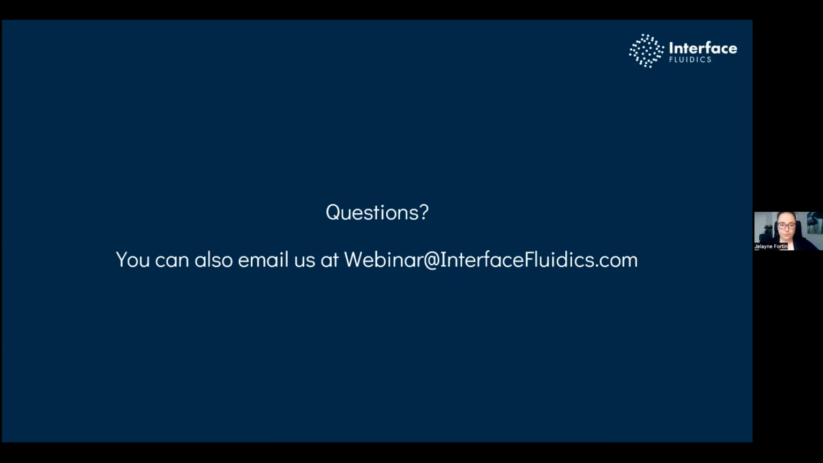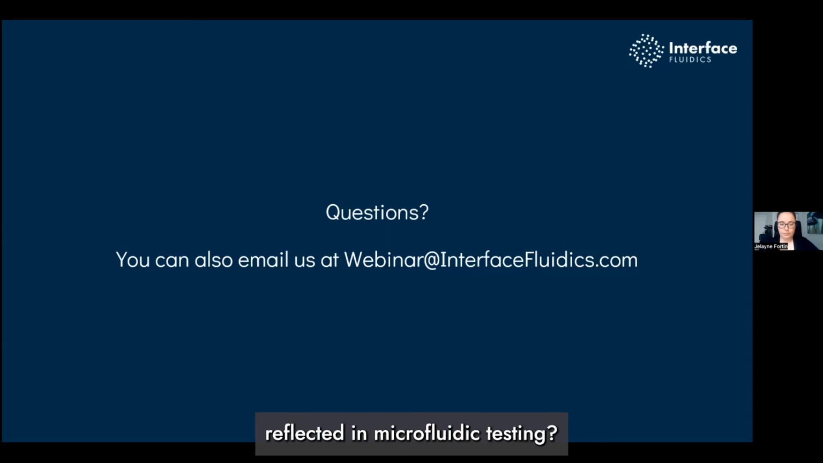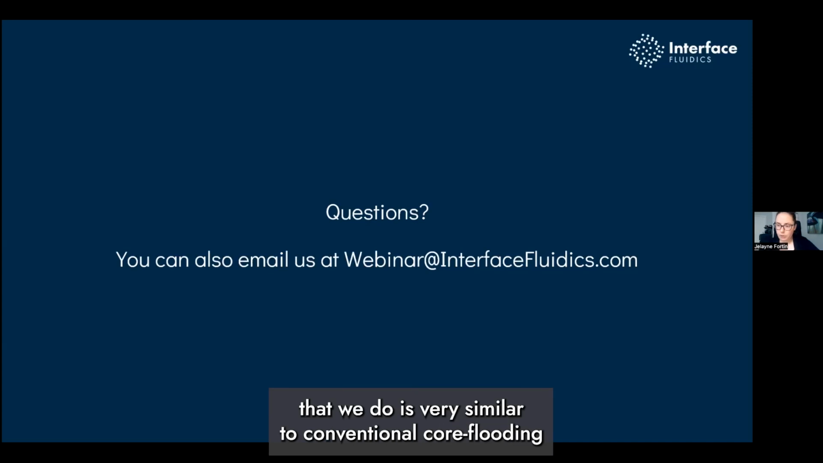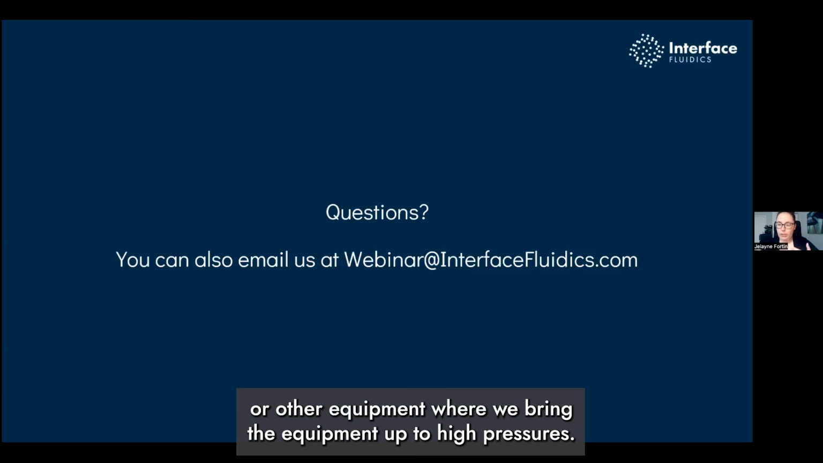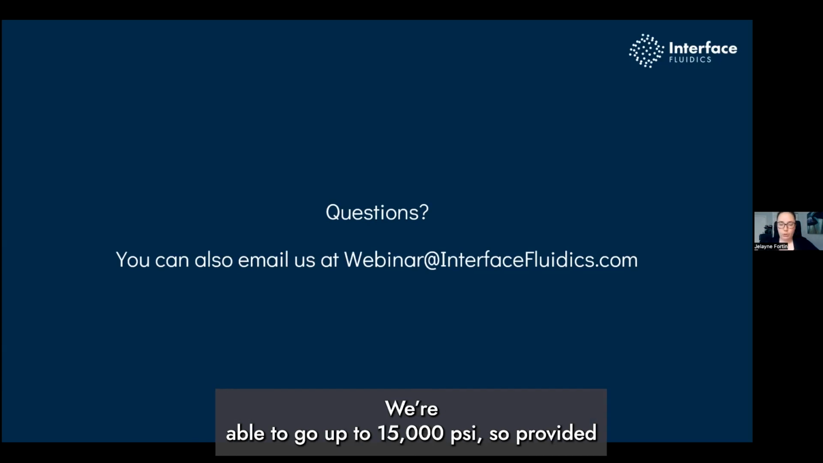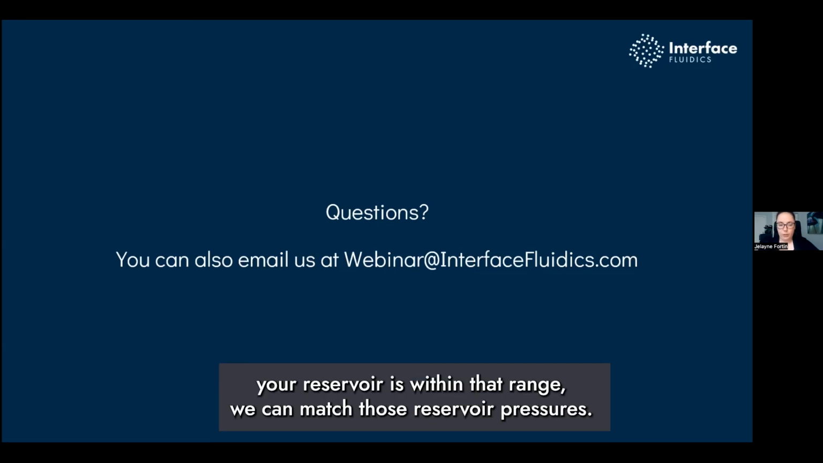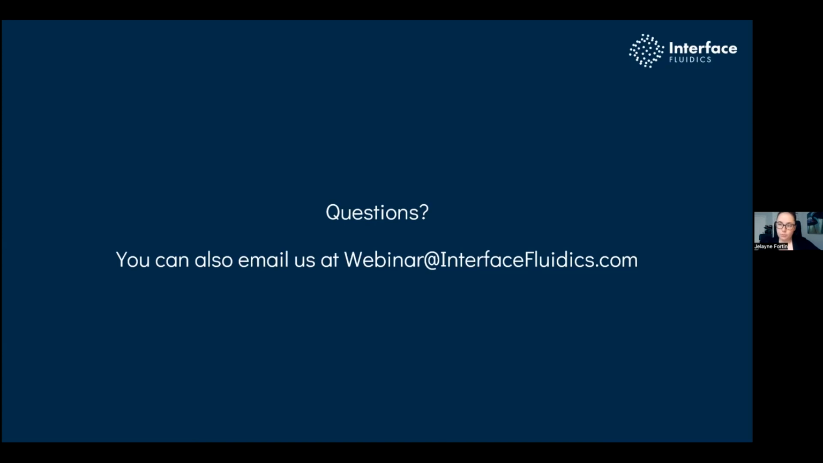Okay. How is reservoir pressure reflected in microfluidic testing? The testing that we do is very similar to conventional core flooding or other equipment where we bring the equipment up to high pressures. We're able to go up to 15,000 PSI. Provided your reservoir is within that range, we can match those reservoir pressures.